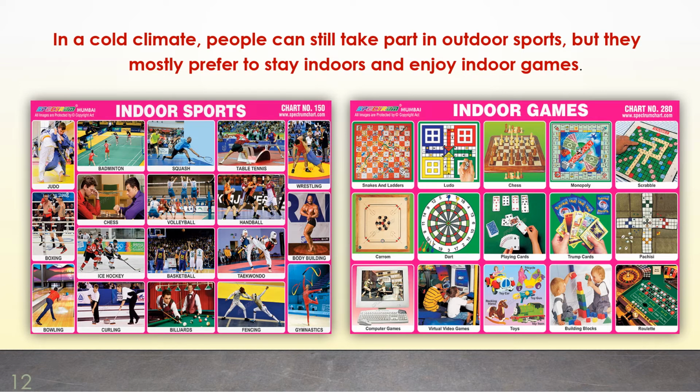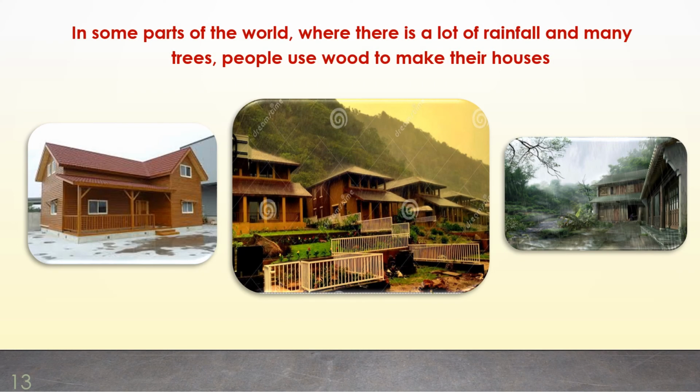In some parts of the world, where there is a lot of rainfall and many trees, people use wood to make their houses. Here as highlighted, people used to construct their houses and other buildings by using wood. The rainfall and the whole climate affect the people to have special arrangements for their houses.